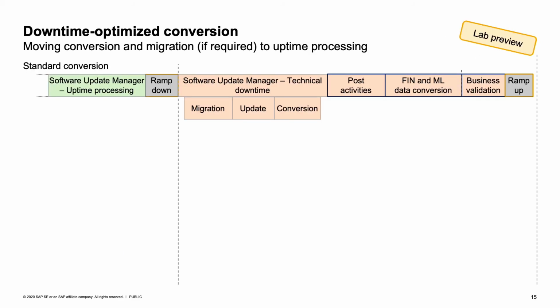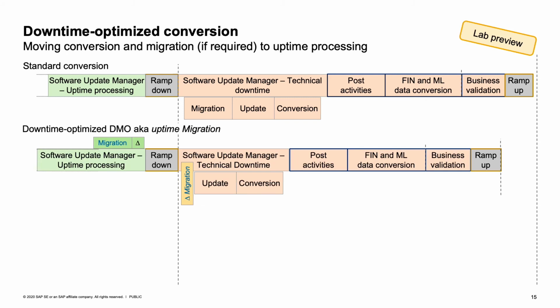We combine this with an overview of the downtime blocks for the standard conversion. You see here the line. The standard conversion starts with uptime processing. In the downtime, we have the technical downtime of the Software Update Manager with migration and conversion, and only afterwards the financial data conversion. Well, there's something in between that we call uptime migration, and this can reduce the downtime as well. You see the migration part in downtime is reduced because we already migrate in uptime. So downtime-optimized DMO is capable to reduce the downtime at least partially.